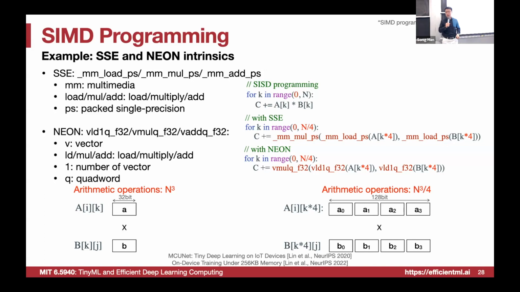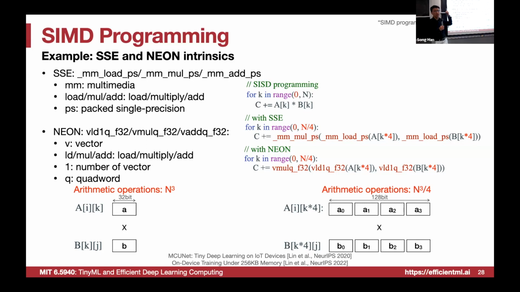All right, let's resume our discussion about parallel computing and also SIMD programming. Let's see a real world example. How do we use these SIMD instructions to write some real programs to multiply two vectors together? Here I'm going to introduce both the Intel SSE instruction and also ARM's NEON instruction.